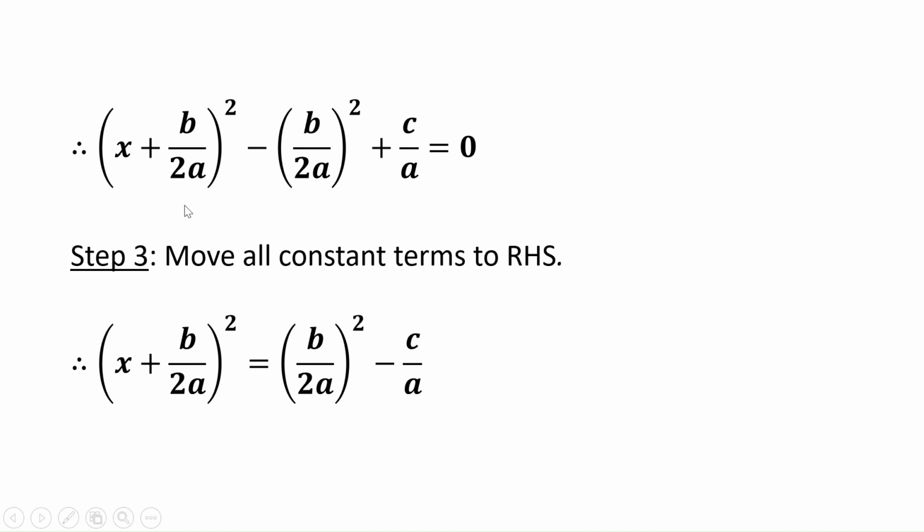Then step number 3, so this is what we'll complete. We move all the constants to the right hand side. So these two go to the right hand side. So this minus becomes a plus, and a plus becomes a minus. So only this term with x is on the left hand side.